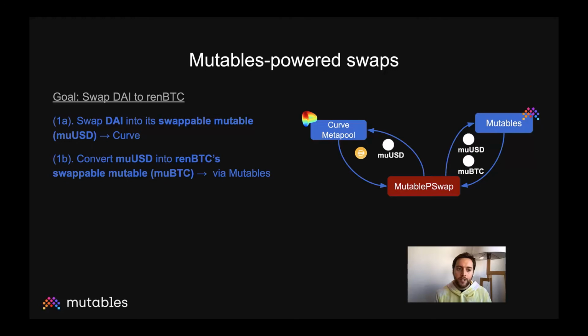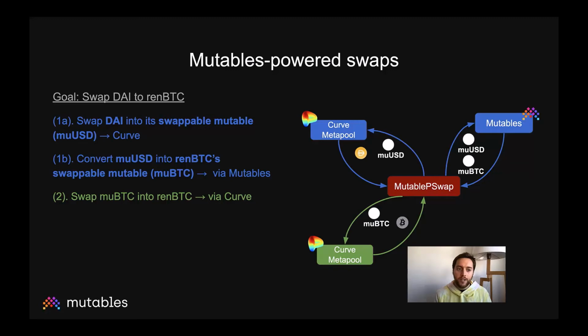Then we will convert this MUUSD into RenBTC's swappable mutable, which is MUBTC. And we do this via mutables with the benefits of what the protocol gives you, like low slippage, for instance. And then finally we do the second transaction, swapping MUBTC into RenBTC, again via a Curve metapool. In this case, the metapool has the asset MUBTC, and the base pool is the 3BTC pool, which consists of SBTC, RenBTC, and WBTC.